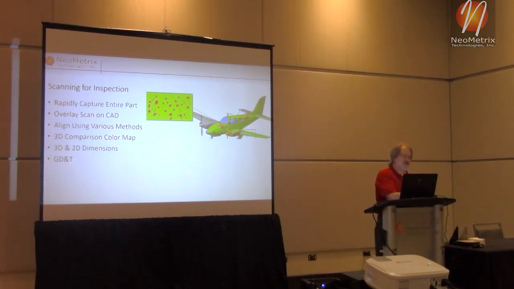So the advantage in using scanning for inspection over using hand tools is that you can fully describe the part, right? If I use a pair of calipers, I can measure one feature at a time, and it's really only one-dimensional. With scanning, I can scan the entire object and then get this color map report by comparing it to my original CAD.